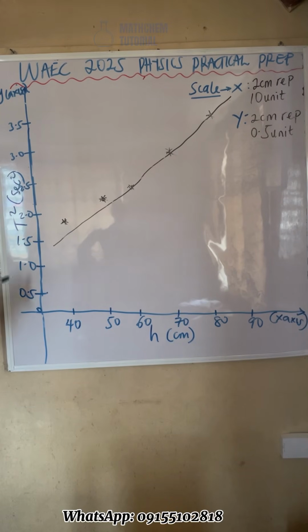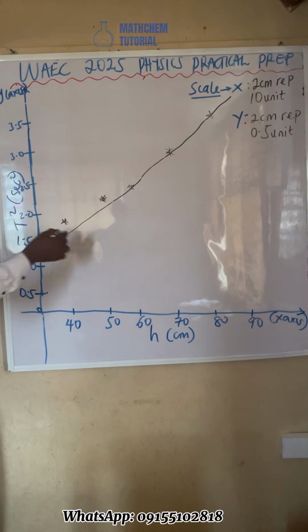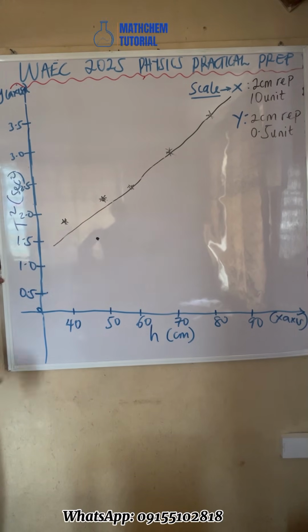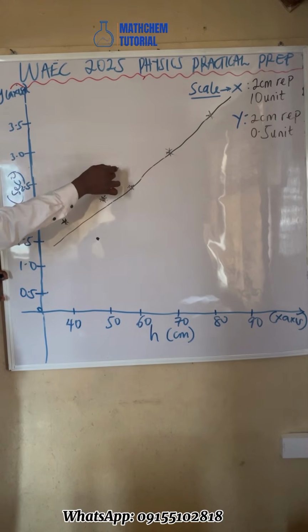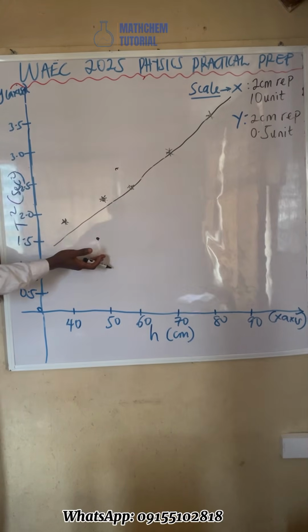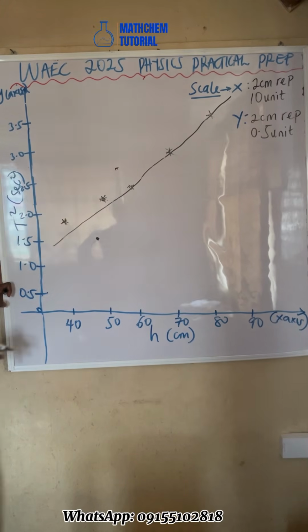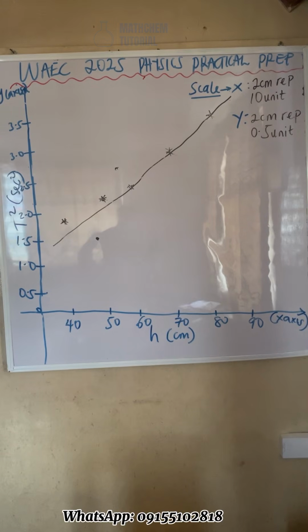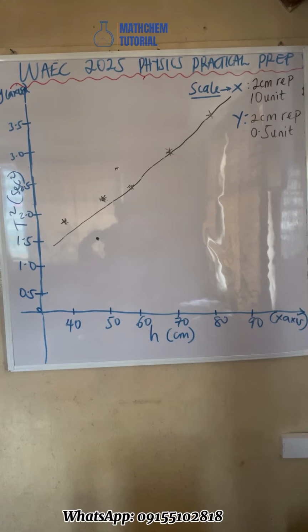After taking your line of best fit, of the remaining two points, one should be around here and the other one should be around here. I mean, one should be below and the other one above. That is how it's supposed to be if you draw this on a good graph. So after this, let's now find the slope.